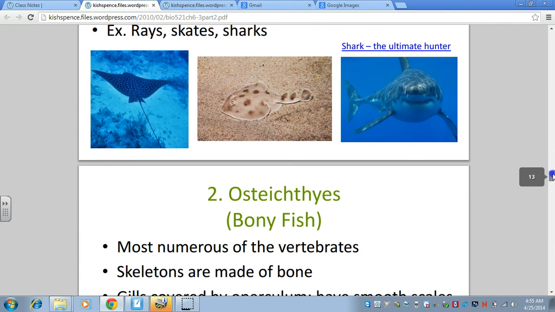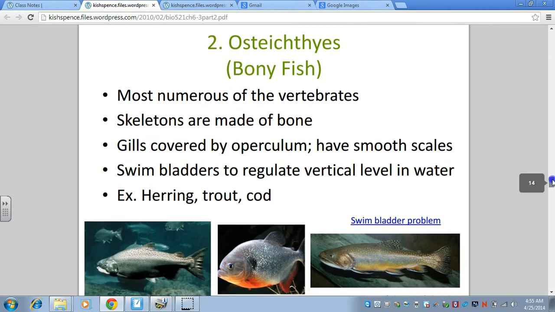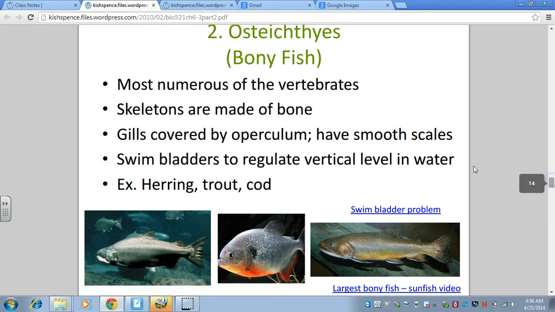Okay, so now we'll move on to class 2, Osteichthyes. So ichthyes again means fish. Oste refers to bone. So they are the bony fish. And this is the actual class that's the most numerous of all of the vertebrates, in terms of classes. There are so many different kinds of bony fish. Their skeletons are made of bone.